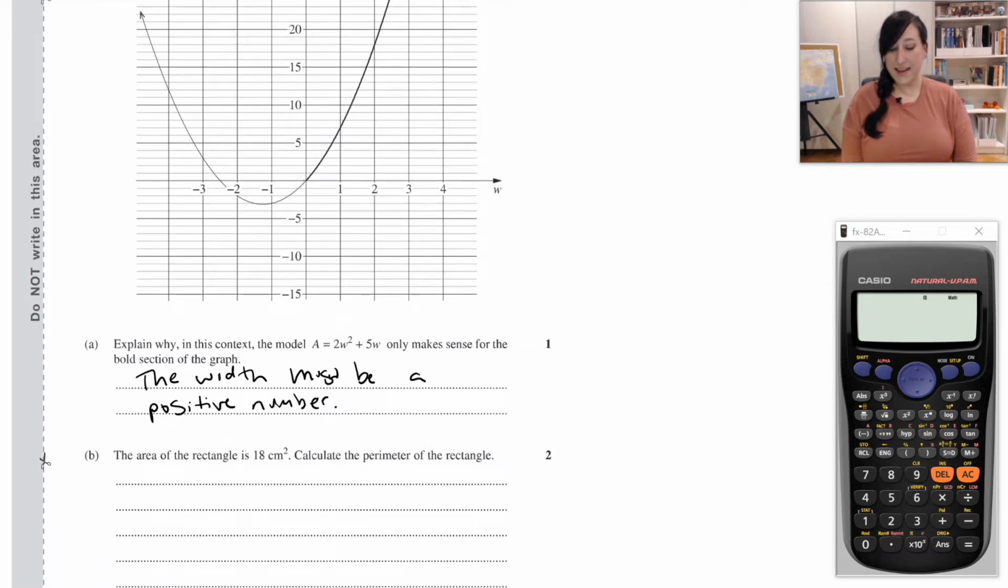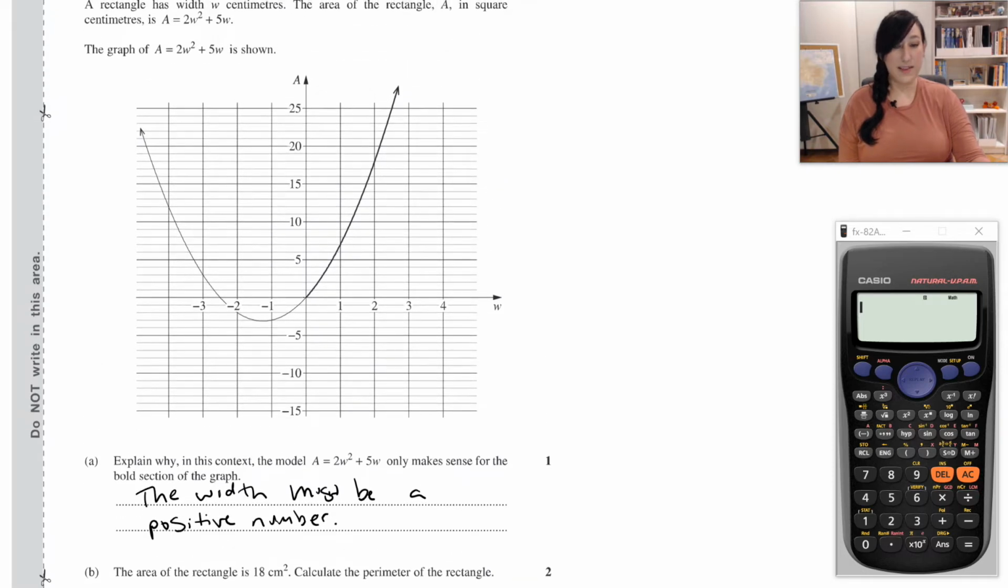Part B says, the area of the rectangle is 18 square centimeters. Calculate the perimeter of the rectangle. So we're given the area, which is A, and we're asked for the perimeter. To get the perimeter, we would need to know what the lengths of the two sides of the rectangle are, so that we can add up all of the sides. Now, if the area is 18, on the graph on the vertical axis, we'll find that here. And we can look at the graph to determine what the width of the rectangle would be.